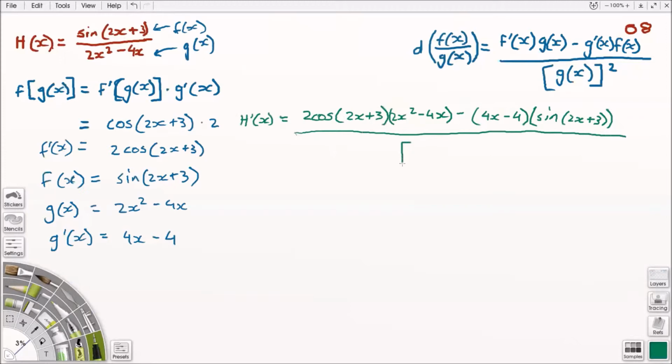It's all right. Okay, g of x, 2x squared minus 4x squared. And now we have this lovely expression here, which, you know, we could expand, I think. However, I think that might make it look a bit messy.